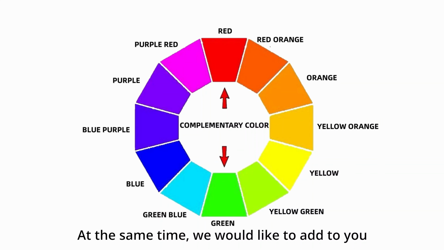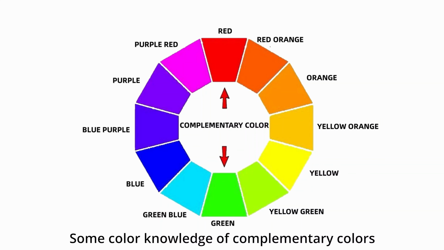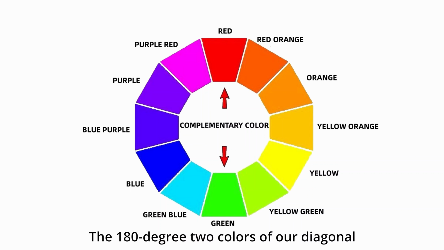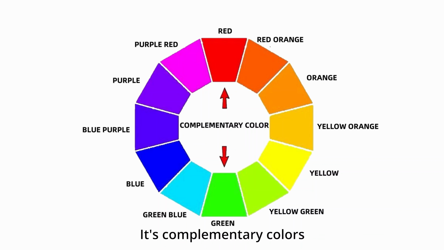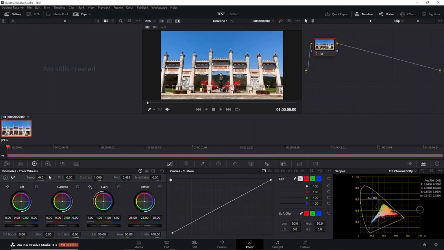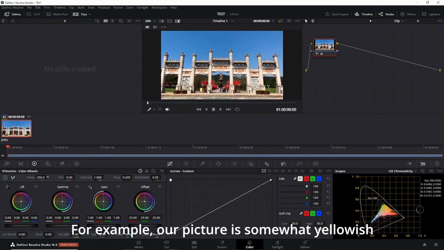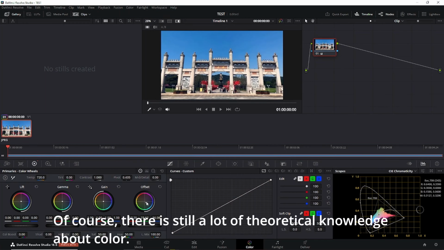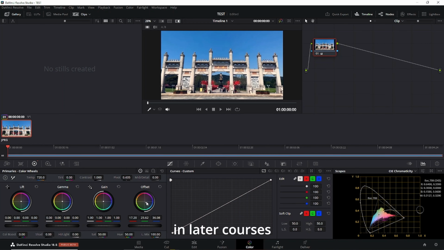At the same time, we would like to add some color knowledge of complementary colors. In this ring, the colors 180 degrees across on the diagonal are complementary colors. Using complementary colors, we can do a repair of the screen. For example, if our picture is somewhat yellowish, at this time we can add blue to repair the screen. Of course, there's still a lot of theoretical knowledge about color. In later courses, we will talk to you slowly.